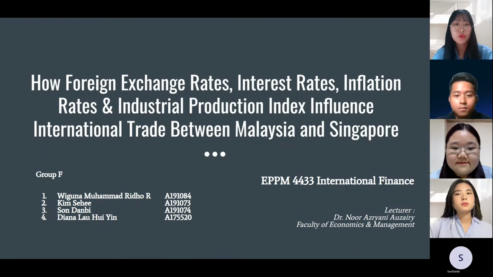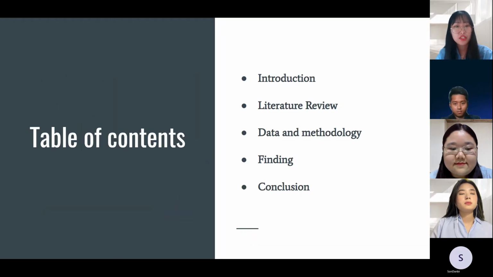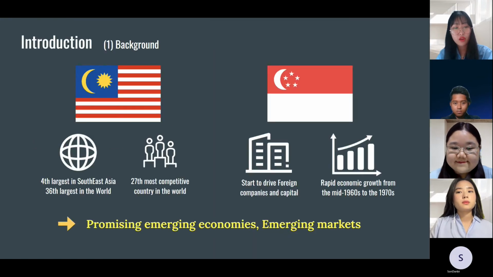So we are Group F, who will present the results of research on how exchange rate, interest rate, inflation rate, and production index influence international trade. Group F team members include Ridho, Sehee, Diana, and me. Our presentation covers the introduction, literature review, data and methodology, findings, and conclusion. First, the background of our study.